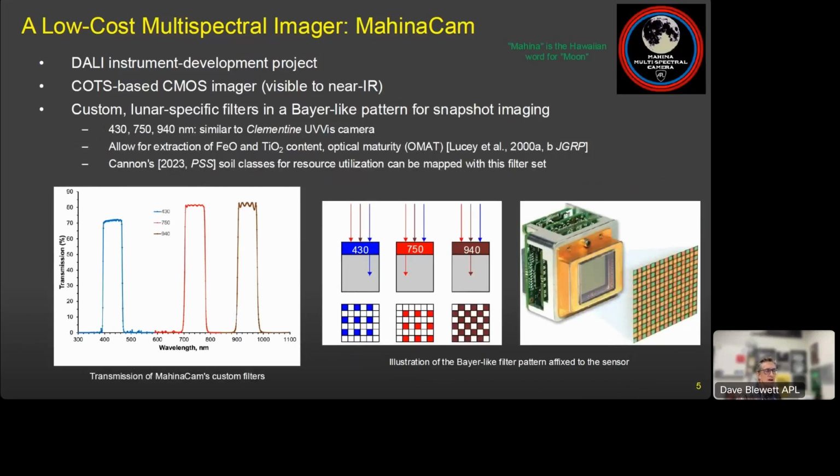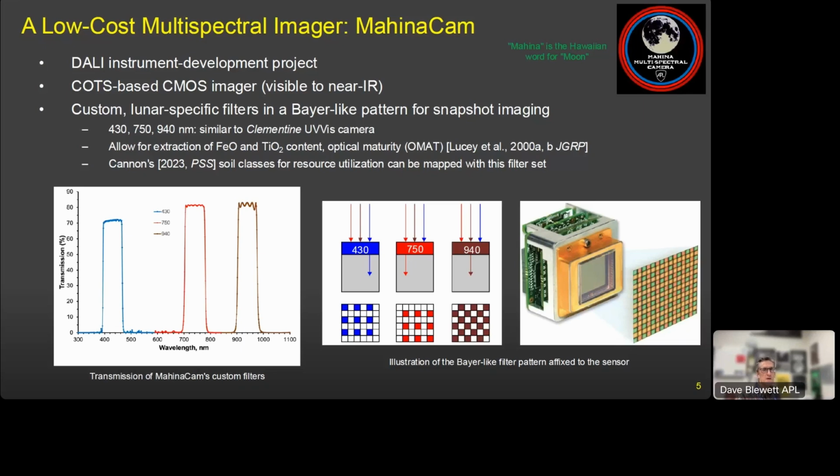would be with a low-cost multispectral imager that we're developing here at APL with DALI funding, called the Mahina multispectral camera. So this is a commercial off-the-shelf based CMOS imager, covers the visible to the near infrared. And we use a set of custom lunar-specific filters in a Bayer-like pattern so that we can obtain snapshot imaging. You don't need a filter wheel or scanning like you do with a hyperspectral imager. We'll employ 3 filters in those wavelengths you see there. Those are similar to the wavelengths on the Clementine camera and a number of subsequent lunar multispectral imaging instruments.